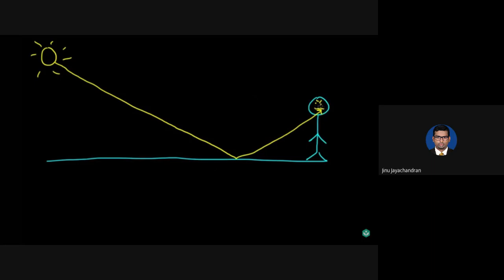We don't like that. It blocks our vision. It's hard to see. It's glare. We don't want this glare. So what can we do? Well, it just so happens that when light reflects off of a surface, even though the light from the sun is not polarized, once it reflects, it does get polarized, or at least partially polarized.